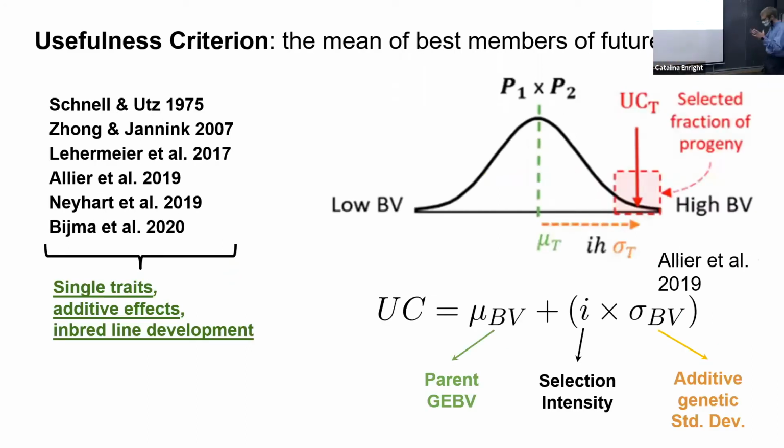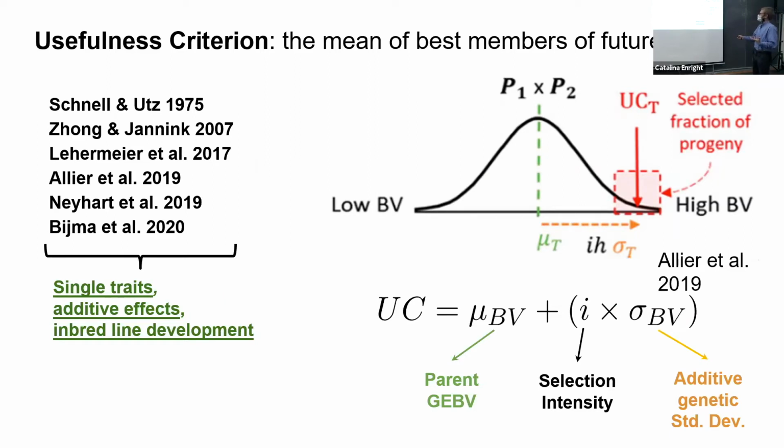Okay. So people have thought about this for a long time. Breeders have been around thinking quantitative thoughts for a long time. So back in the 70s in Germany, they developed this idea of a usefulness criterion. The usefulness of a cross is not just the mean value for that cross, it's what you expect when you go out on the tail of that cross.